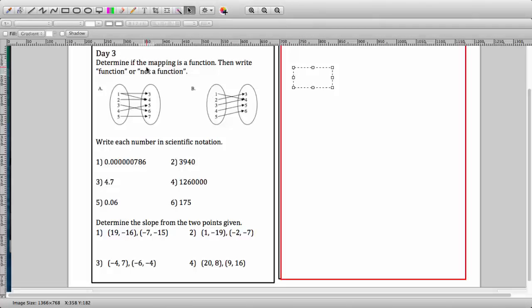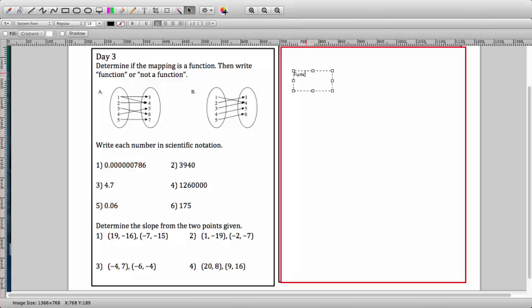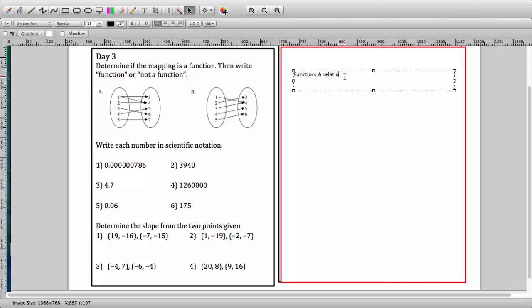We're now looking at day 3. Determine if the mapping is a function. Then we're going to write, is it a function or isn't it? Well, you may remember our definition for function. A function is a relation where each input, that is the x, goes to a unique output. The output is the y variable.